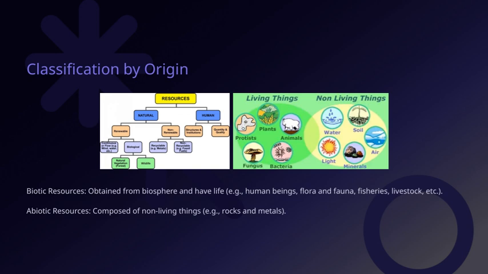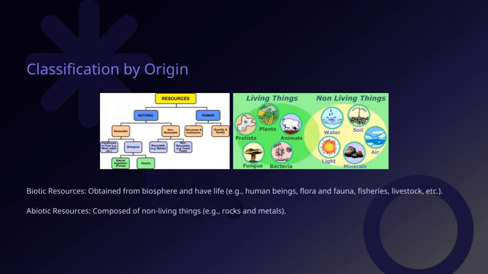On the other hand, we have biotic resources. These are obtained from the biosphere and have life. Think of human beings, plants, animals, fisheries, and livestock. These resources are renewable, meaning they can grow or reproduce, but only if we take care of them sustainably. They form a crucial part of our ecosystems and economies.